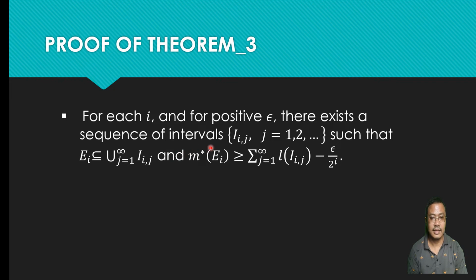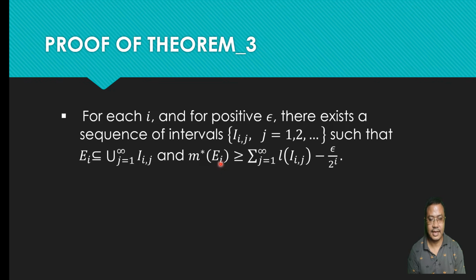So yes, this is coming directly from the definition of the outer measure. For this small number, we'll be able to find a cover of E_i. That is the cover, such that the outer measure of E_i is greater than or equal to the summation over j from 1 to infinity of the length of the interval I_ij minus epsilon by 2 to the power i. Okay, this is for each i.